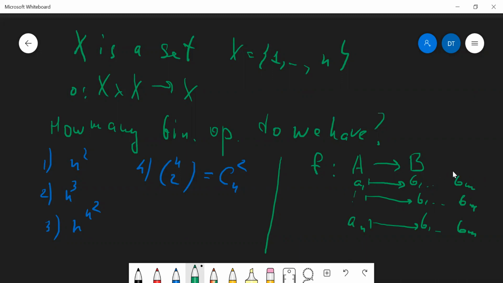You have m options for the first element, m options for the second element, and you have n elements. So there are m to the n options for all possible maps. And here, the binary operation is a map from X times X to X. So we count the amount of elements in X, which is n, and then count the amount of elements in X times X, which is the amount of pairs, n squared, and we raise the amount of elements in X to the power of the amount of elements in X times X. That's it. Here is the right answer in the chat. Do you have any questions?